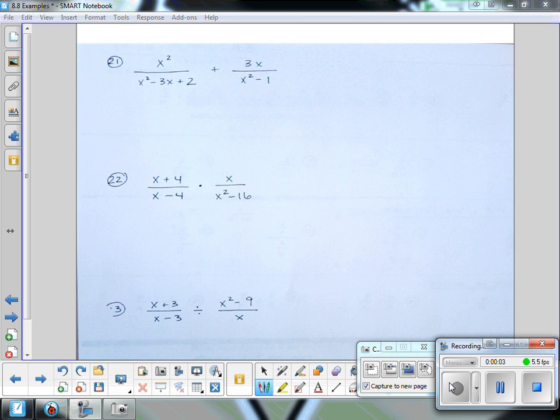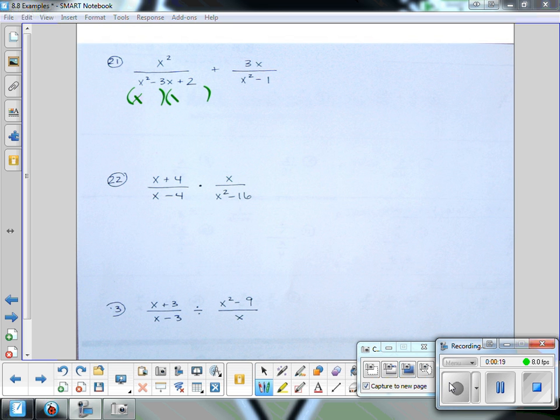Section 8.8, number 21, we're looking for a common denominator so that we can add these two fractions. To find a common denominator, it's helpful to factor the two denominators. So we're looking for a way to factor x squared minus 3x plus 2.